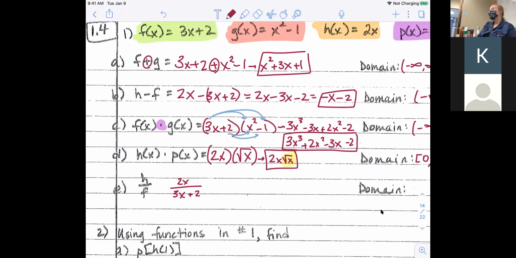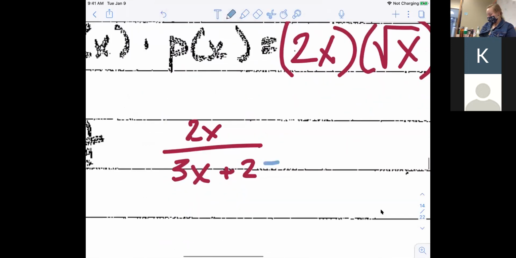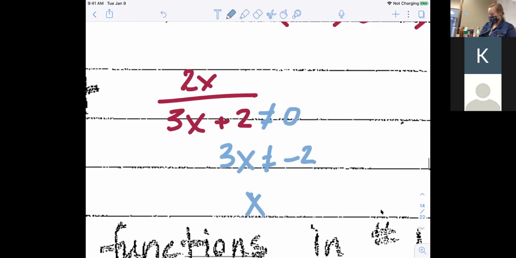That being said, what's my domain? What's going on? The bottom cannot equal 0. So if I set this equal to not 0, we start solving, right? Minus 2. Divide by 3. Good. X cannot be negative 2 over 3. It can be literally anything else except for negative 2 over 3.